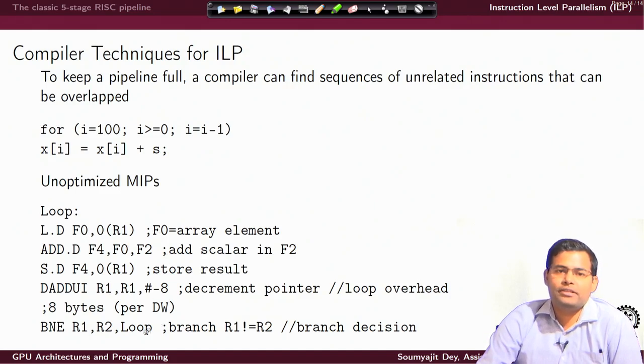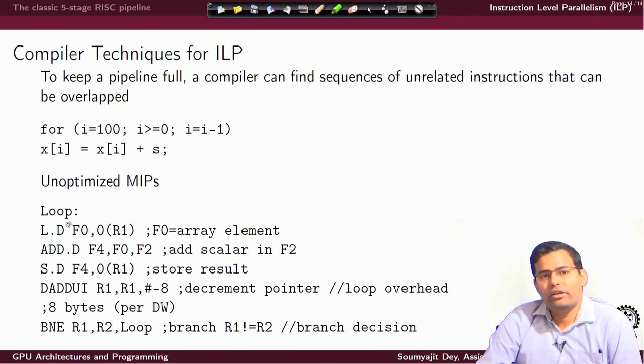The comparison register R2 holds the limit, and as long as you are not done, you will be continuously going inside the loop and doing the addition, and in that way you do the scalar addition here. Now what is the issue here? Why do I say that it's unoptimized?